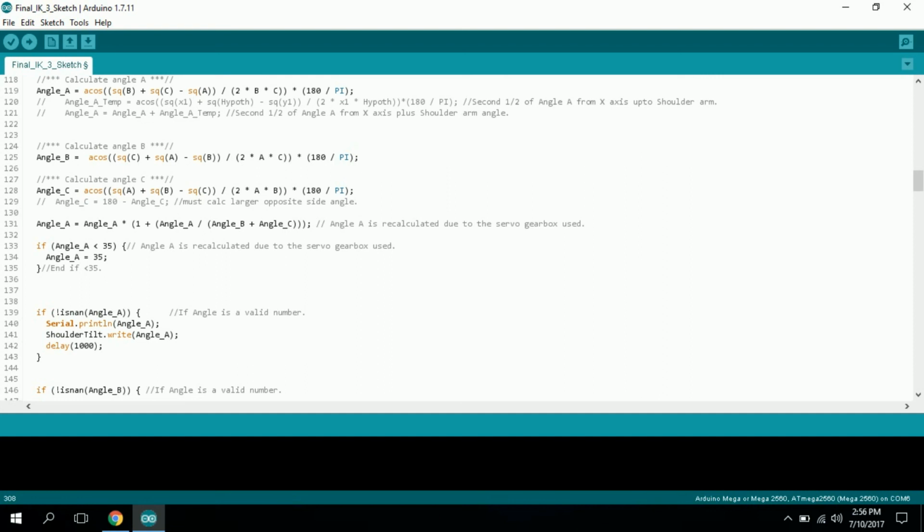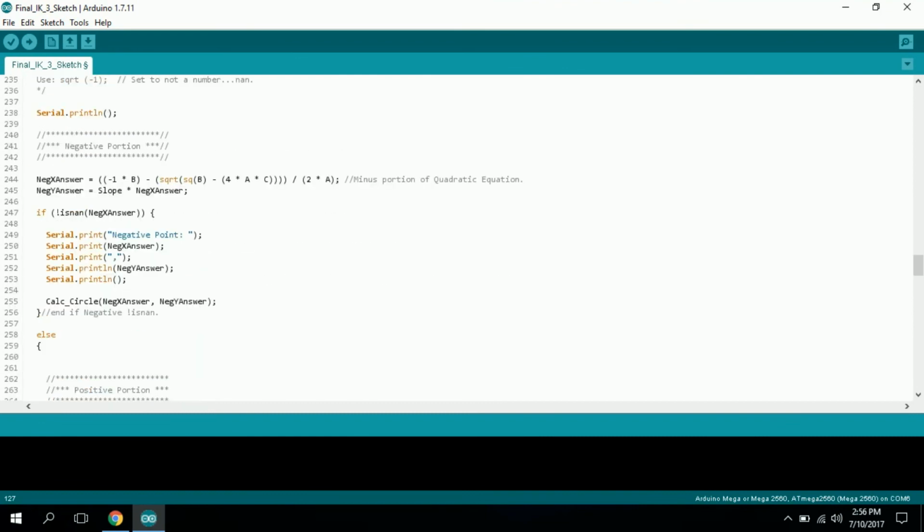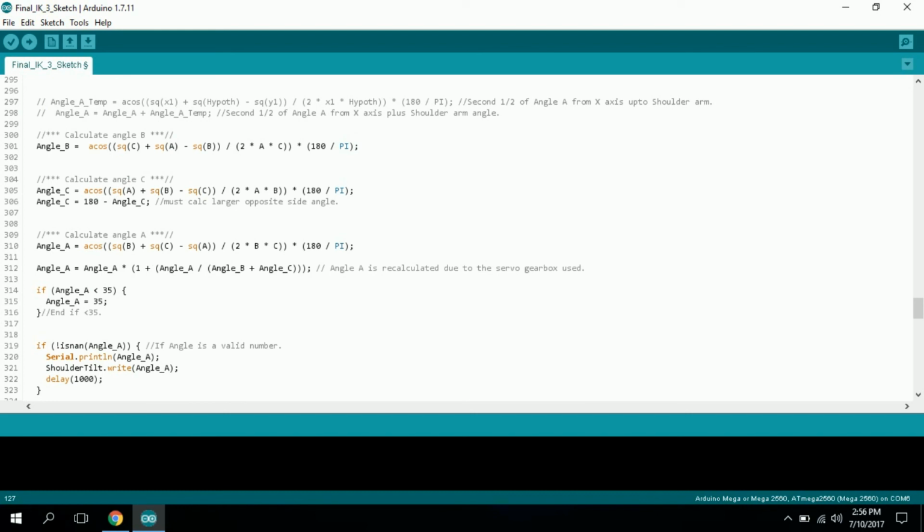But a sidebar note is you could do angle C, instead of doing this calculation here, like I said, you could just do 180 minus A and B. And the same with this down here. I'll come back down here. Instead of calculating this, you could just do angle C is equal to 180 minus A minus B, and then you could say angle C is equal to 180 minus angle C. And that will give you the larger angle, because down here you need the larger angle.